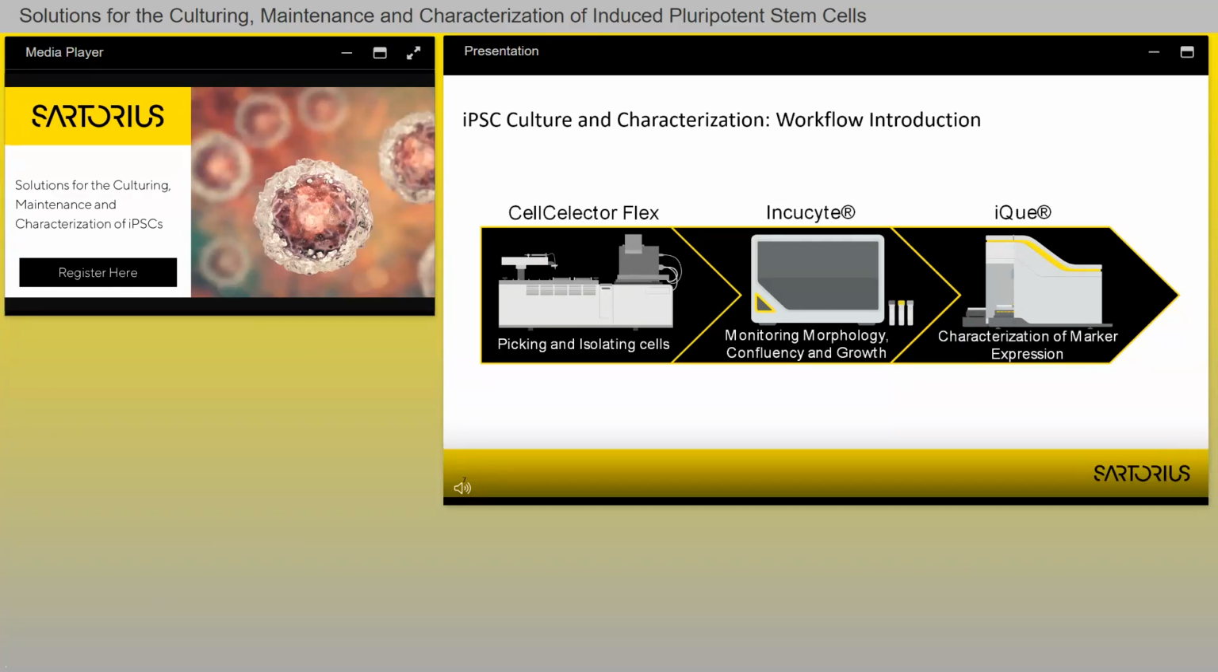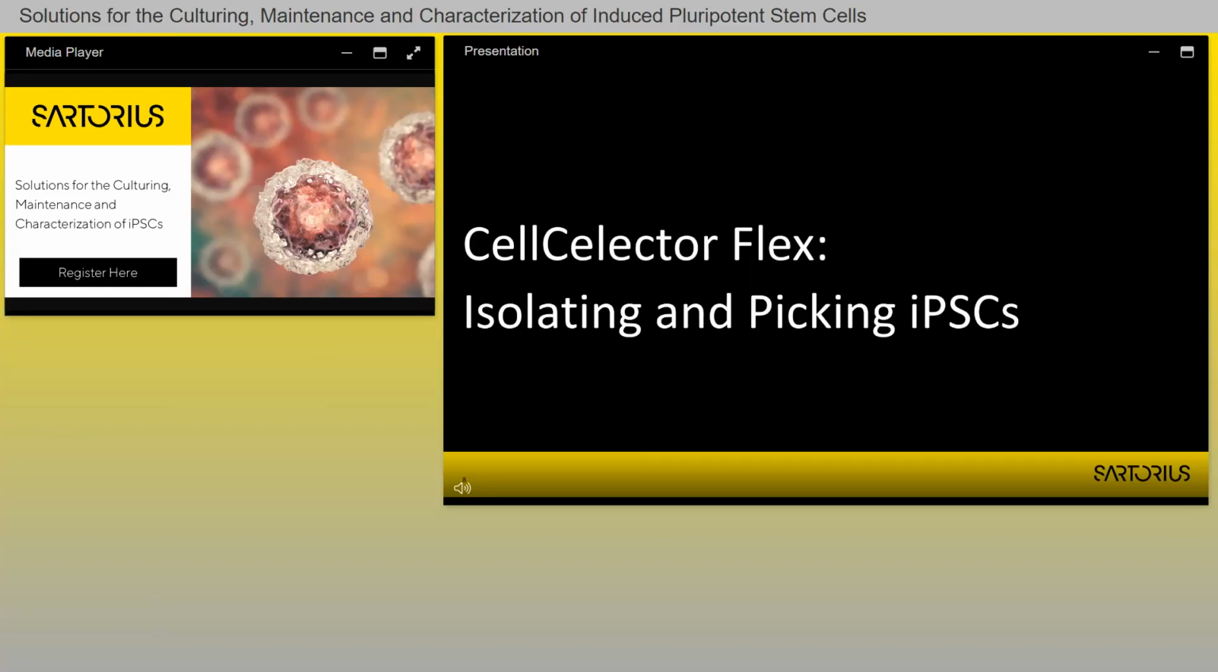Then in the middle, we have the Incucyte, which we'll use for monitoring morphology and confluency of our iPSCs. And then finally, on the right-hand side, at the end of the workflow, we have the iQue for the characterization of marker expression at the endpoint of our experiments. So let's take a close look at the cell selector Flex and the isolation and picking of iPSCs using this system.